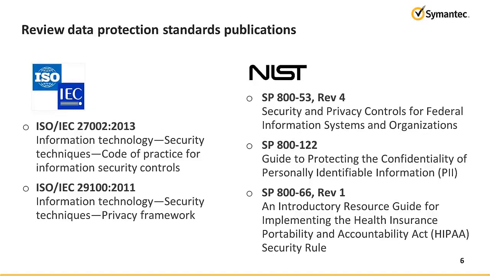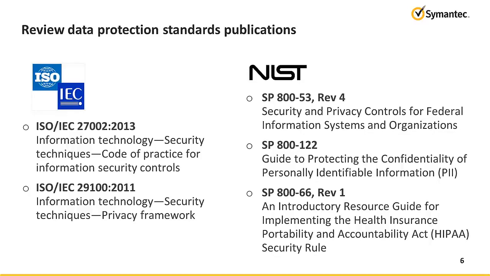The Guide to Protecting the Confidentiality of Personally Identifiable Information discusses protecting the confidentiality of PII in information systems. It provides practical, context-based guidance for identifying PII and determining the appropriate level of protection for each PII instance. It also suggests safeguards for protecting PII and provides recommendations for developing response plans for incidents involving PII.